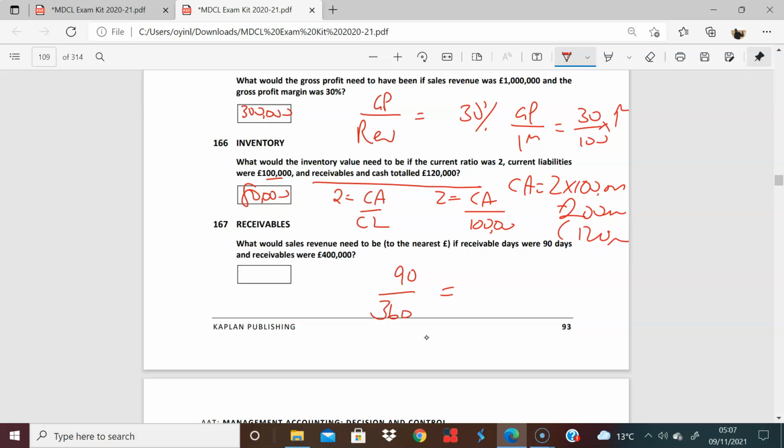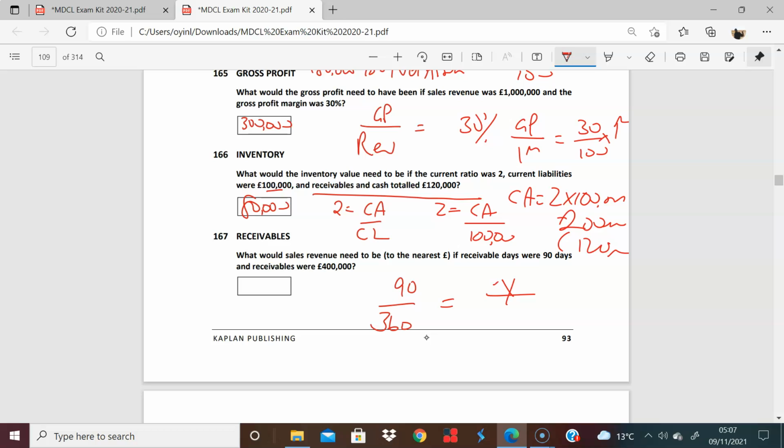90 over 360 is equal to receivables of 400,000 over x. So that's my receivables up there over x, right? Because it's a percentage of sales. So in effect, x is equal to 400,000 times 360 divided by 90, right? And that's what we have here. So we have 400,000 times 360 divided by 90, and you have 1.6 million. Yeah, and that's what you have there.